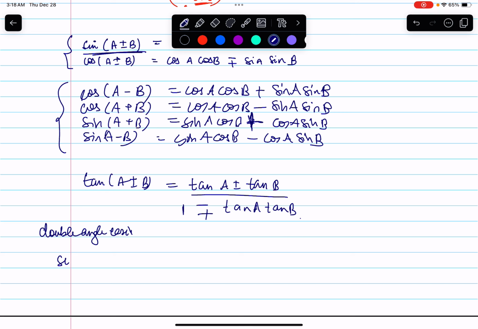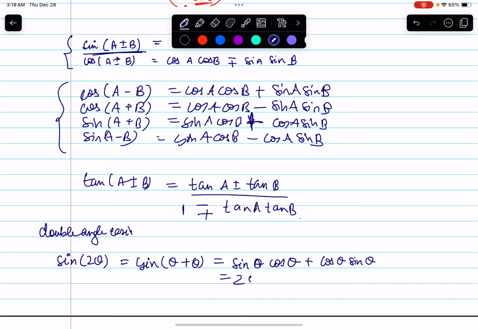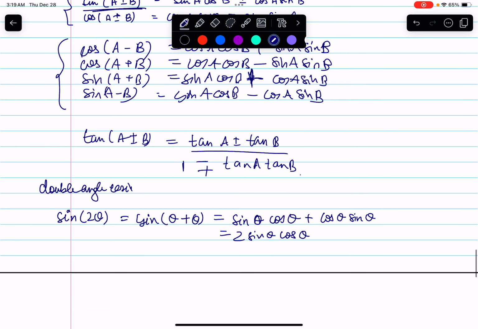Okay. So basically, what you can say is that sine of 2 theta is just sine of theta plus theta. And we have learned that sine of a plus b is simply going to be sine of a cosine of b plus cosine of a sine of b. So this is going to be sine of theta times cosine of theta plus cosine of theta sine of theta. And so this is simply just 2 sine theta cosine theta. Okay. So that's what sine of 2 theta is.